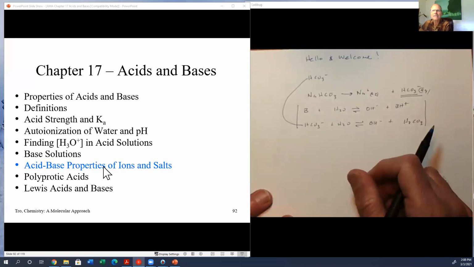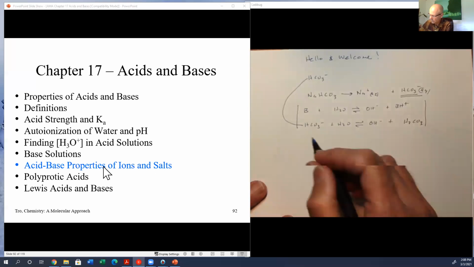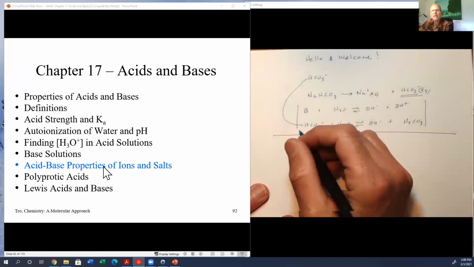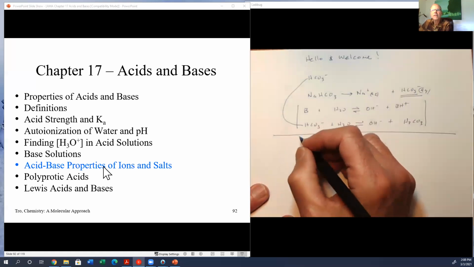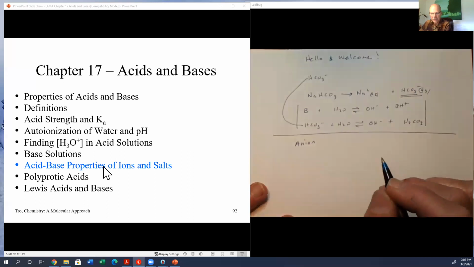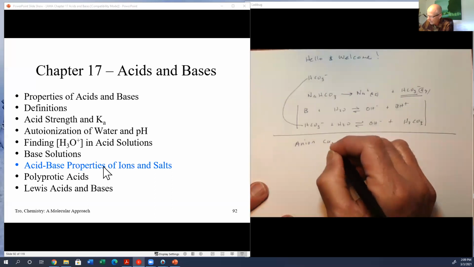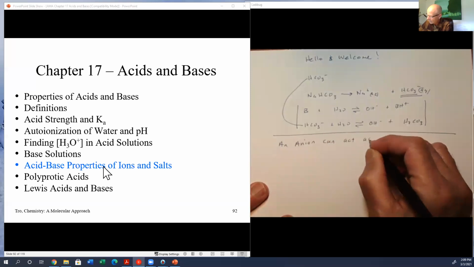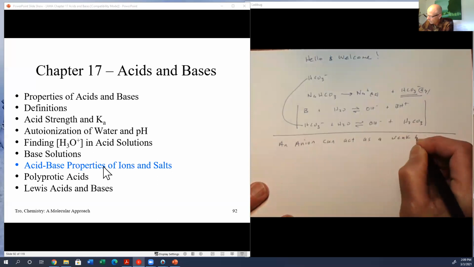Okay. So we want to see now how many kinds of ions can act as acids and bases. Whenever you see an ionic compound, hidden in that compound could be an acid or a base or both, because the ions can act as acids or bases. Now, when you're examining a compound, you want to look at the anion and the cation separately. An anion can act as a weak base.